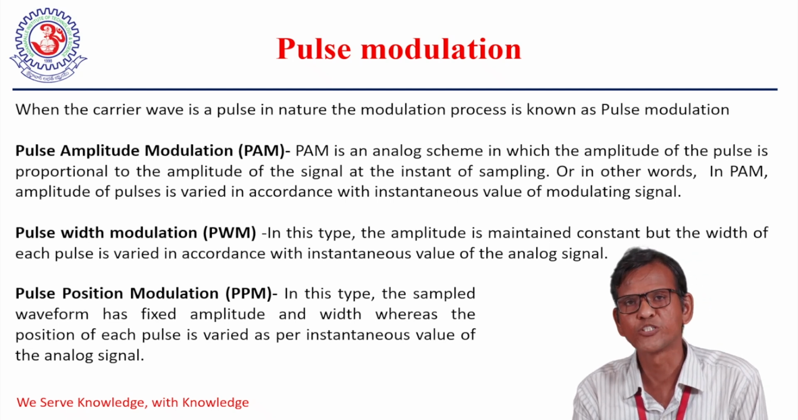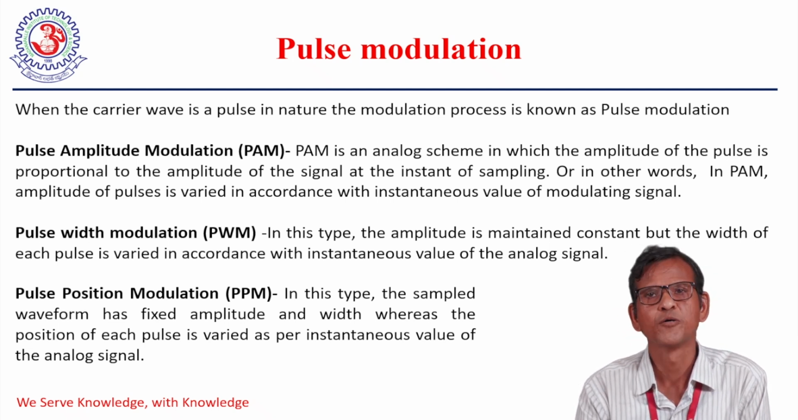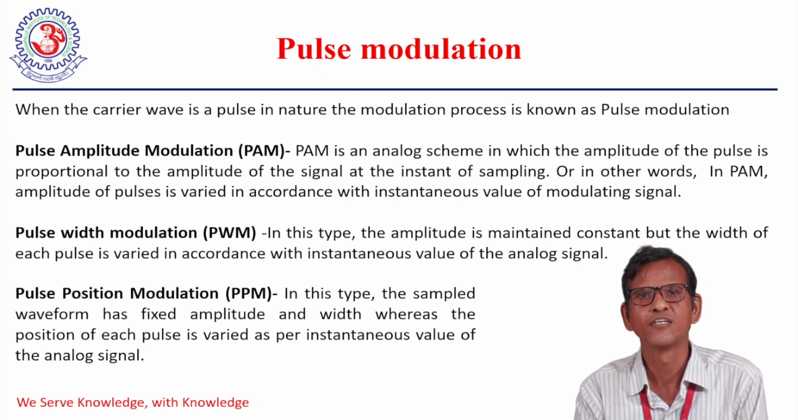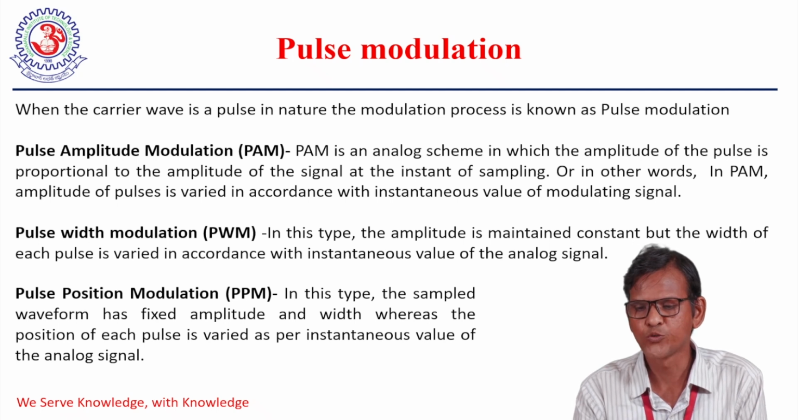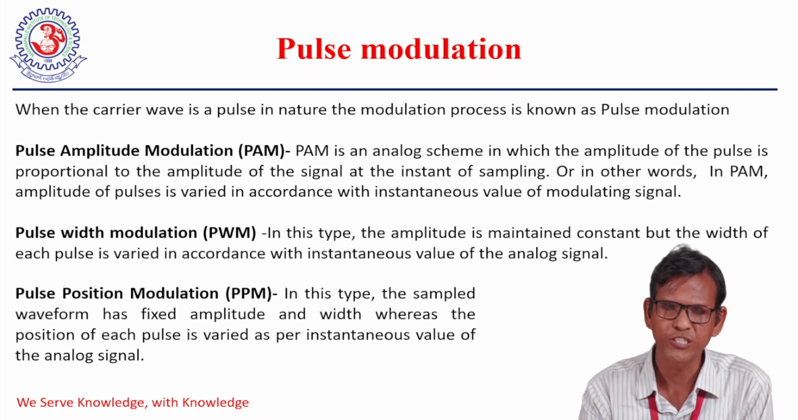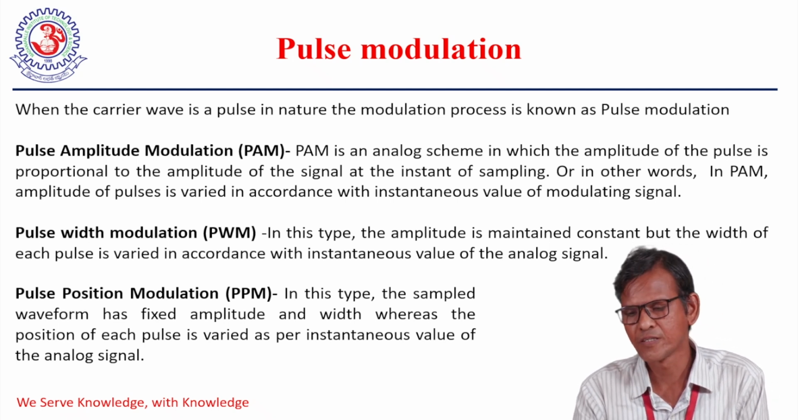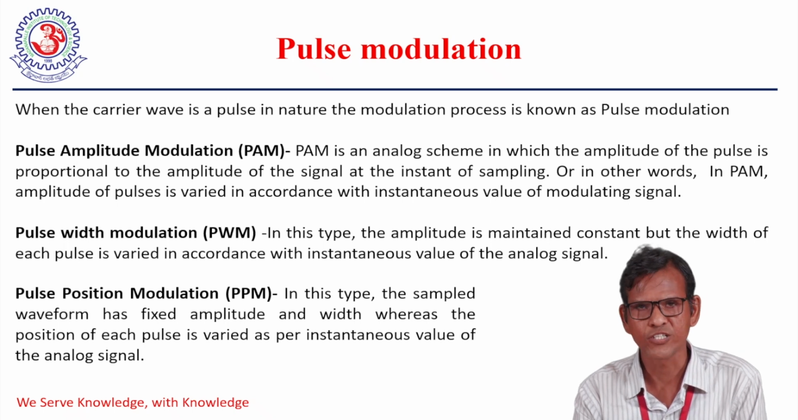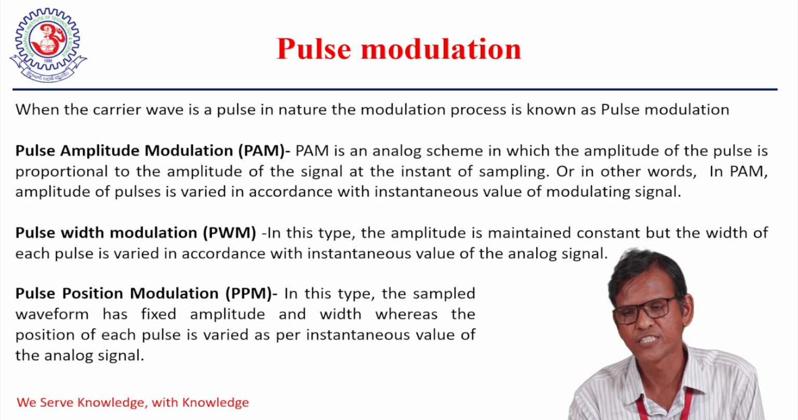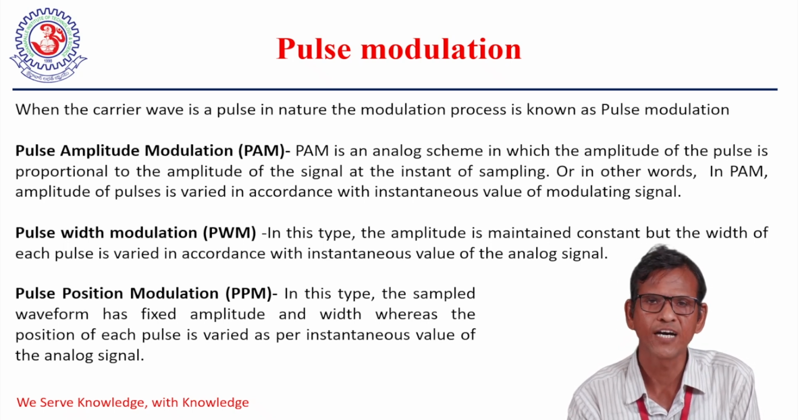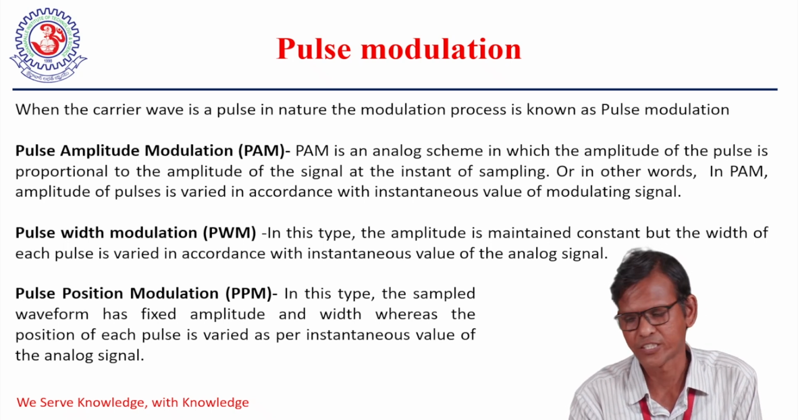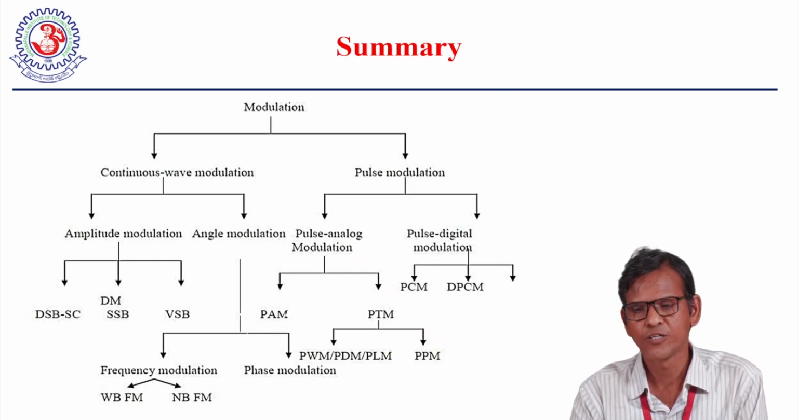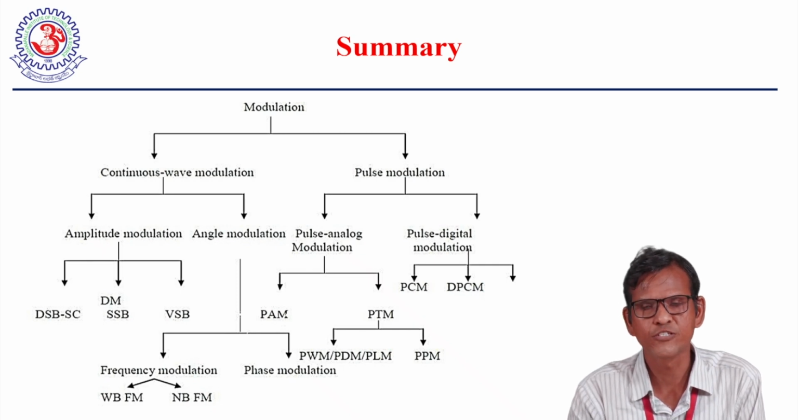So in pulse amplitude modulation, amplitude is varied, but we keep position and width constant. In pulse width modulation, width is changed, but amplitude and position are constant. In pulse position modulation, we keep amplitude and width constant, but position is changed. So these are the characteristics of the carrier wave which are changed in accordance with the instantaneous value of the analog signal. Now, a summary about modulation: we have discussed two types of modulation.